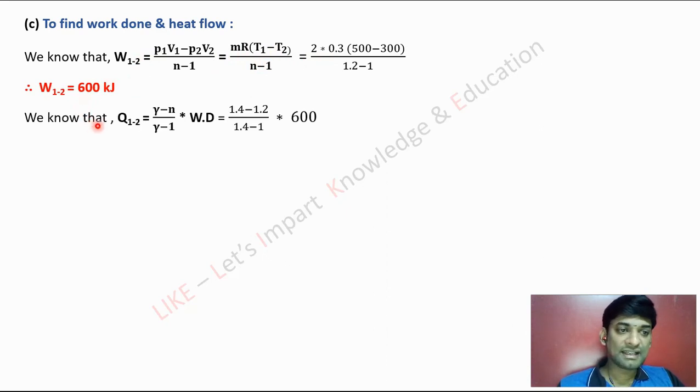To determine heat transfer for polytropic process, the formula is gamma minus n divided by gamma minus 1 into work done. If it is an adiabatic process, heat transfer is always 0, nothing to worry. For polytropic process, you need gamma. Either this gamma will be given in the problem, or you can assume this as 1.4. n is given, work done just now we have calculated. If you substitute all the values, you will get Q is equal to 300 kilojoule.